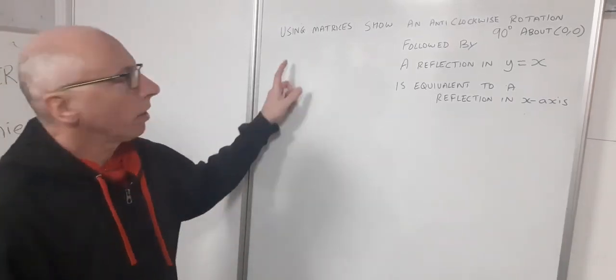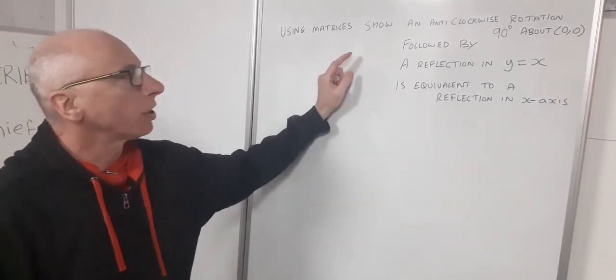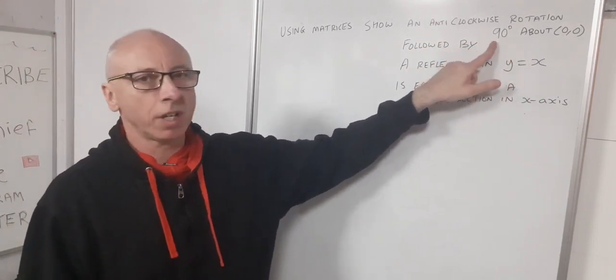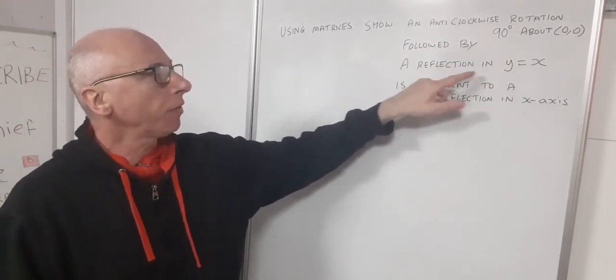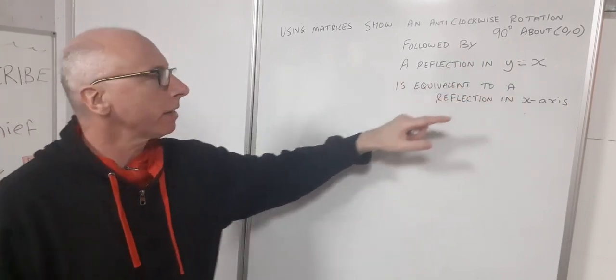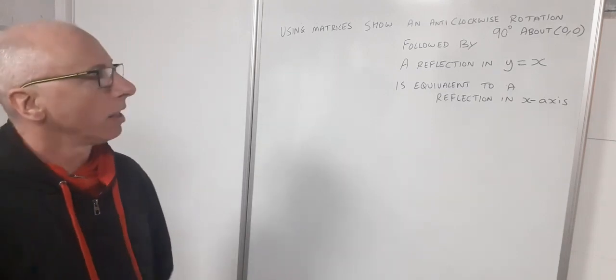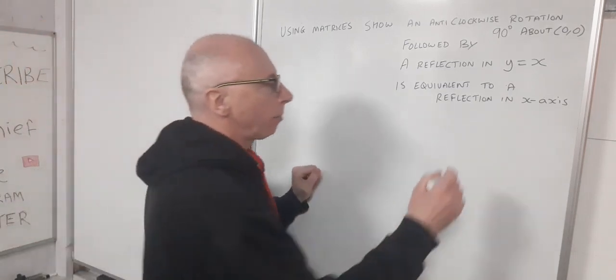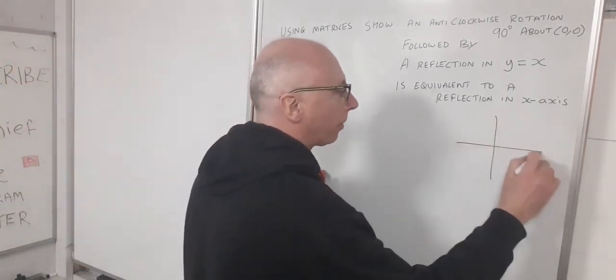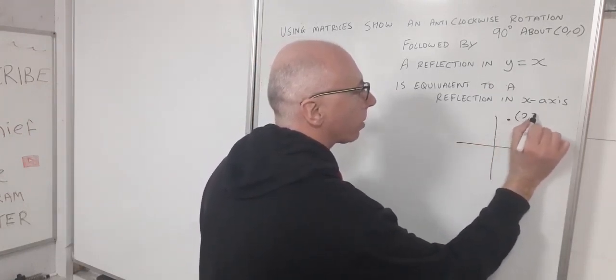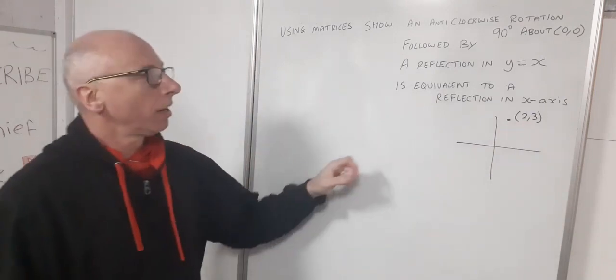So in this question here, I want to use matrix multiplication to show that an anti-clockwise rotation about the origin of 90 degrees, followed by a reflection in the line y equals x, is equivalent to a reflection in the x-axis. So let's just draw one example up on a graph. Let's say I'll pick the point (2, 3). So x is 2, y equals 3.